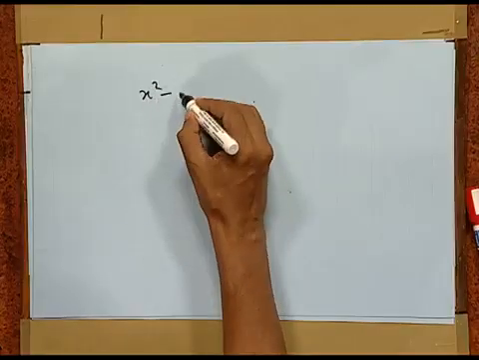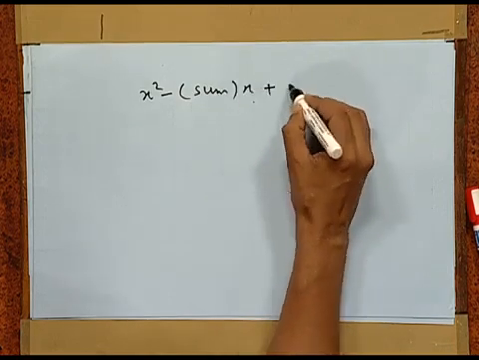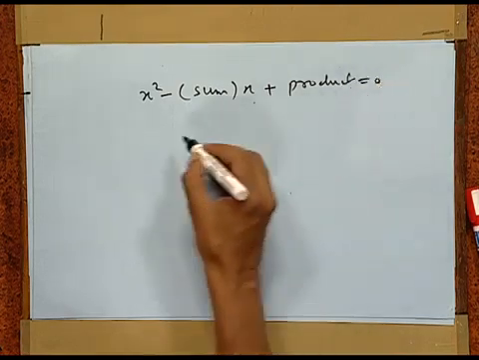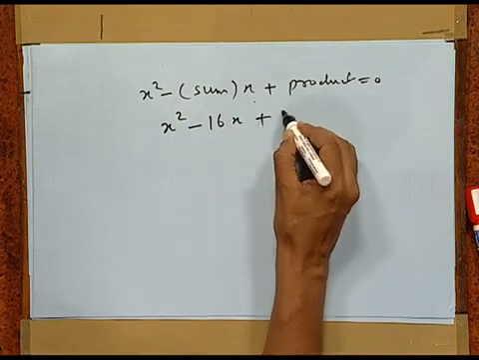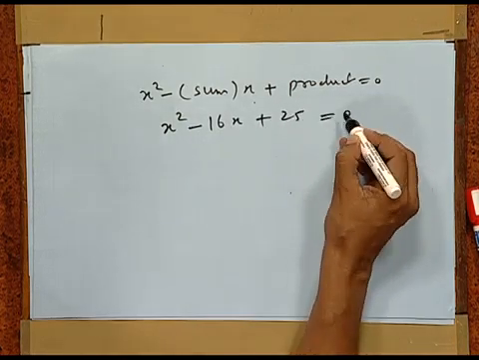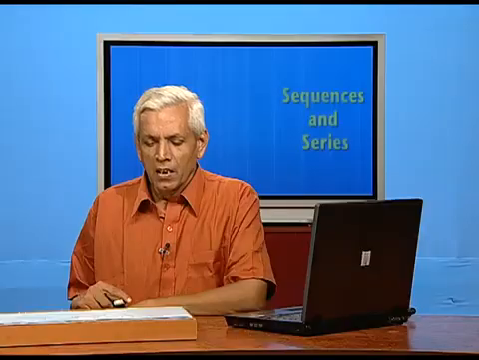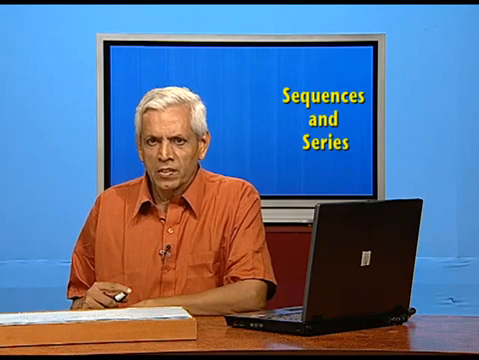We know that when the sum and product are given, the equation becomes x square minus sum times x plus product equal to 0. So, we have here x square minus 16x plus 25 equal to 0. This is the required equation. We take one more problem in which GM is involved.